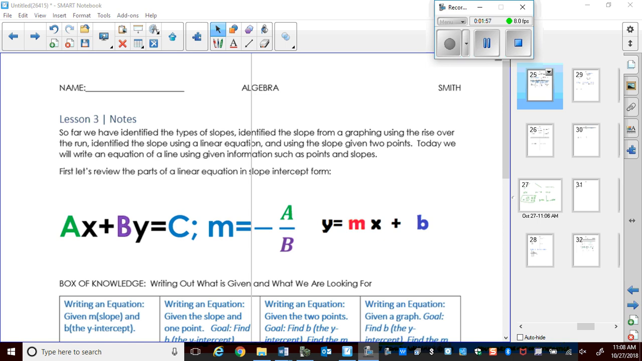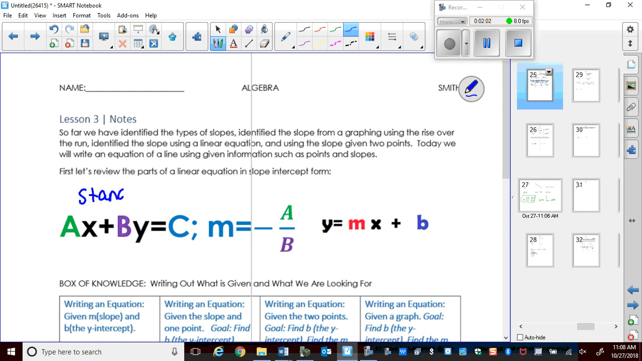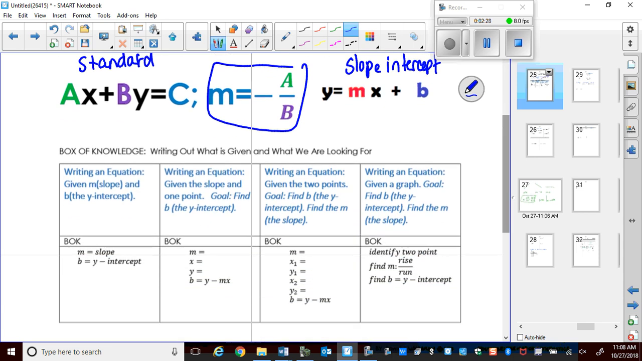So here we have standard form. It's ax plus by equals c. It's the standard form. And then we have the slope-intercept. Okay? And keep in mind, as you interchange between the two, the slope m equals negative a over b if you're using the standard form. But right now, we're going to focus on slope-intercept form, okay? And we would typically be solving for y if we're using the method that I'm going to use.